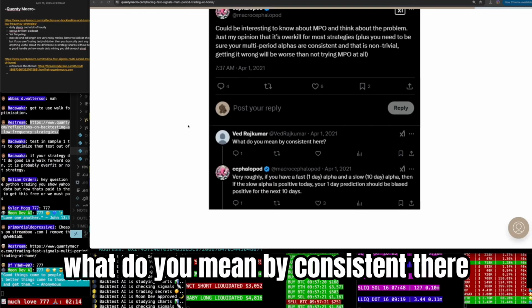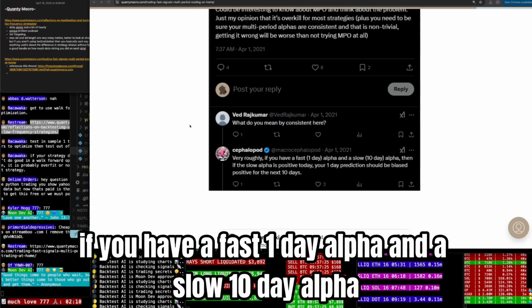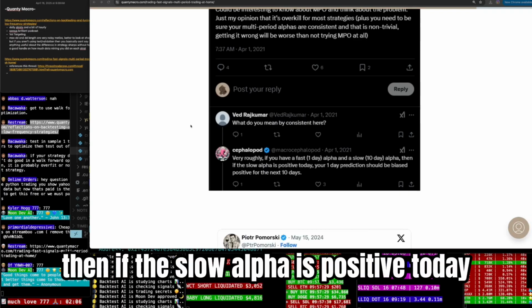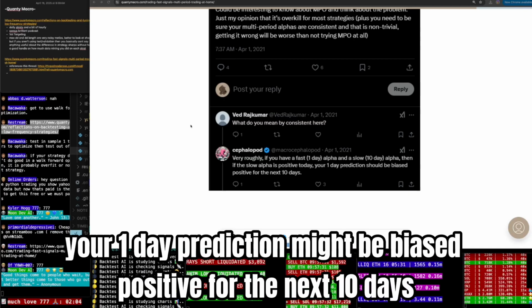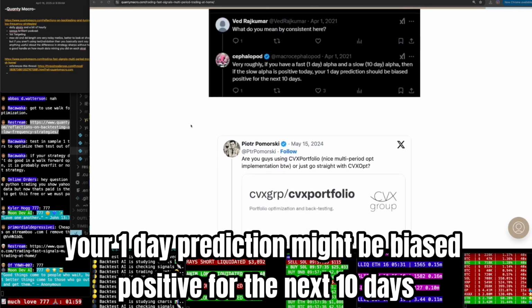What do you mean by consistent there? Very roughly, if you have a fast 1-day alpha and a slow 10-day alpha, then if the slow alpha is positive today, your 1-day prediction might be biased positive for the next 10 days.